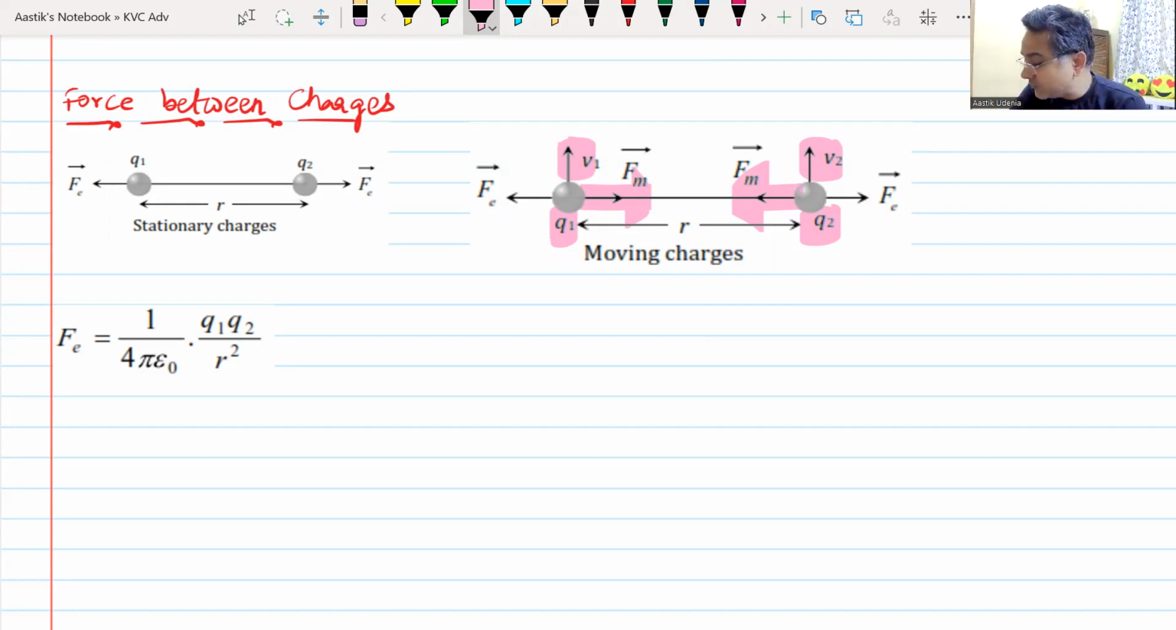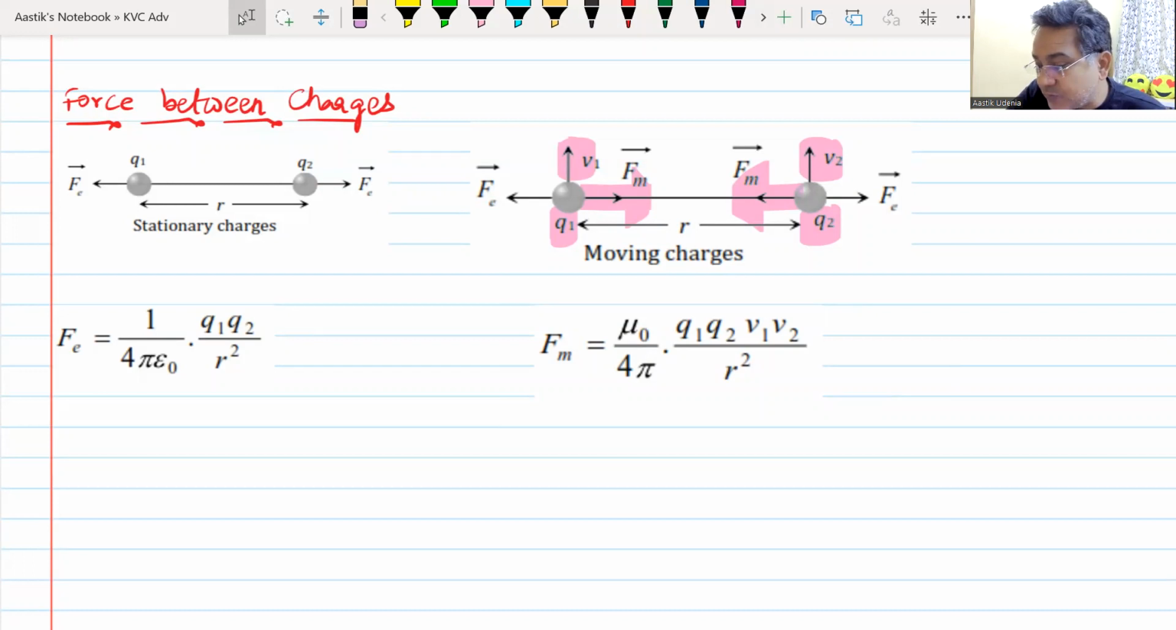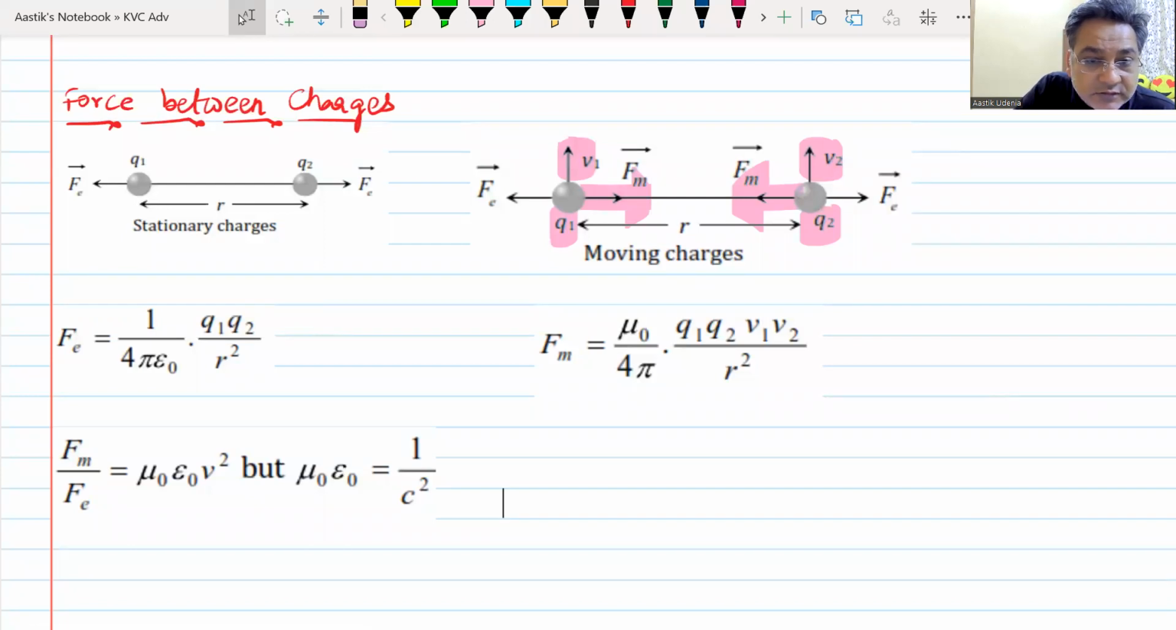What will be the magnetic force between these two particles? The magnetic force between these two particles will be mu naught by 4 pi q1 q2 v1 v2 divided by r square. Now, if I find the ratio of magnetic force by the electric force, you will see that the ratio will be equal to this one, and you must know that mu naught into epsilon naught is 1 by c square.